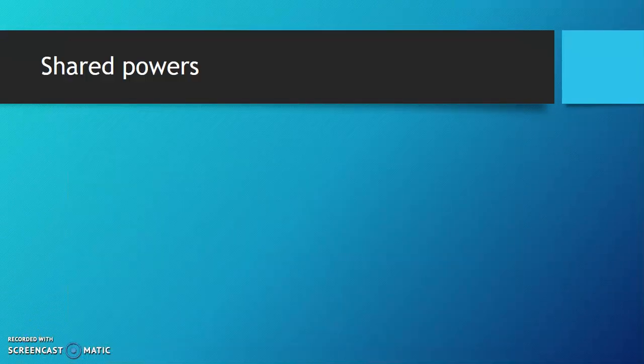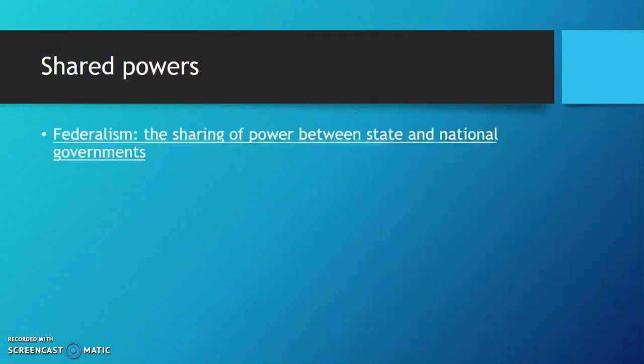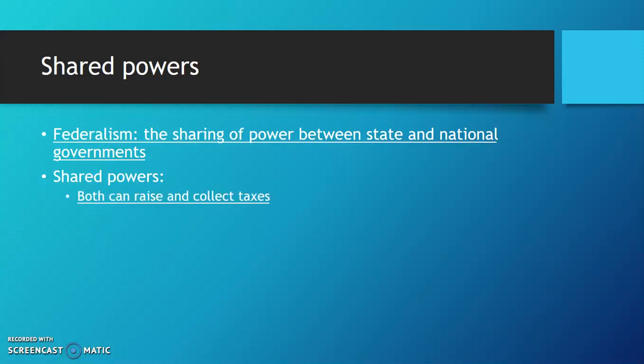Now we're going to explain shared powers and how the national and state governments share powers between each other. An important term that goes along with this that you will need to know is federalism. So federalism is the sharing of power between state and national governments. Some shared powers that the national and state governments have is that both can raise and collect taxes. You've heard of, obviously, the income tax. That is a national tax. But there's also a state income tax, for example. And so both can raise and collect taxes. Both can build roads, borrow money, as well as regulate education, which means give funds for education.